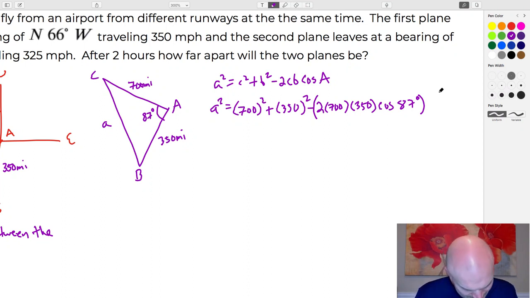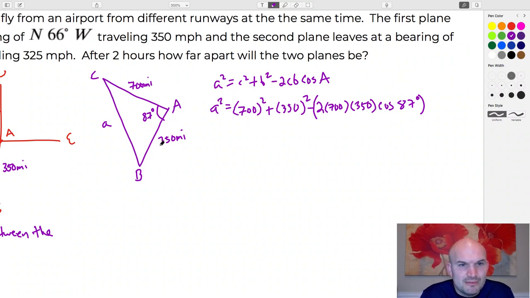Let's see actually what this is. That's going to be 586,855.3814. But again, that's for A squared. So if I take the square root of that answer, I'm not getting the same answer that I got before. Crap.